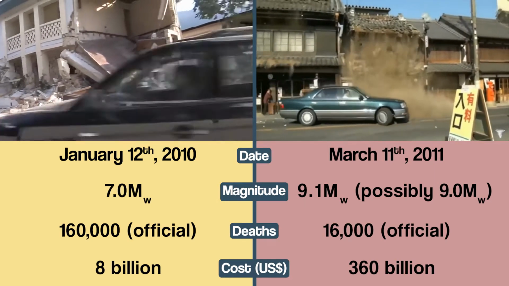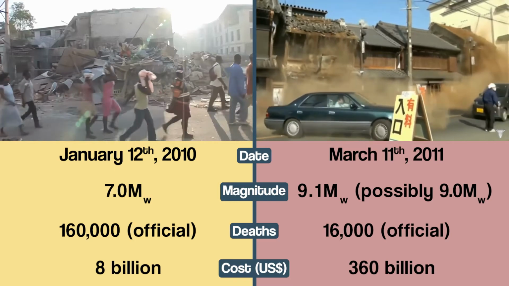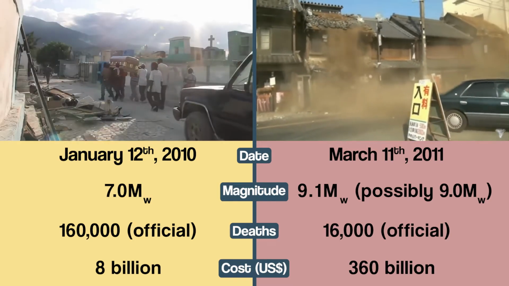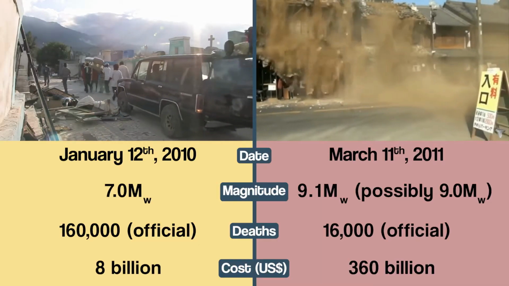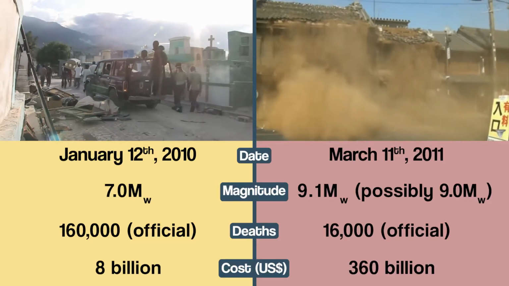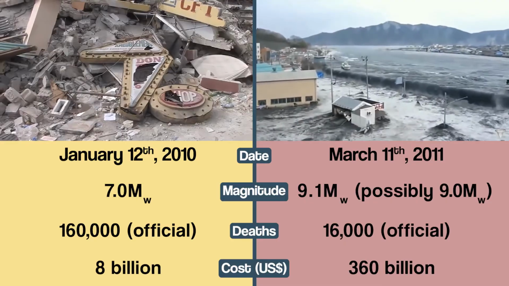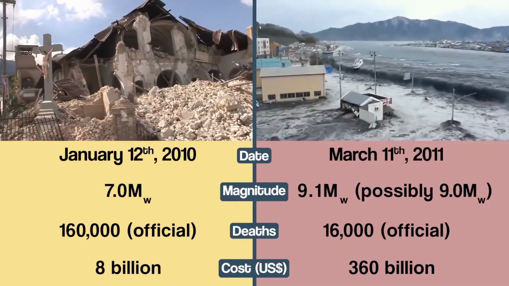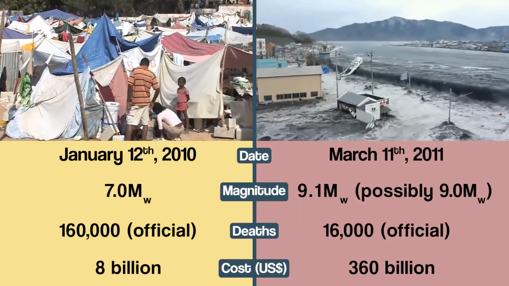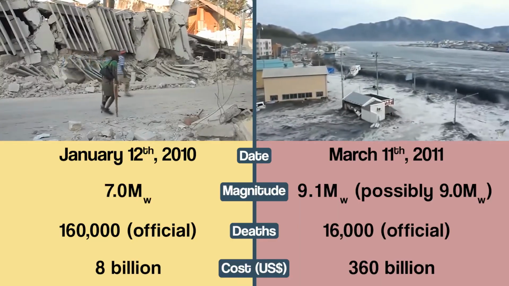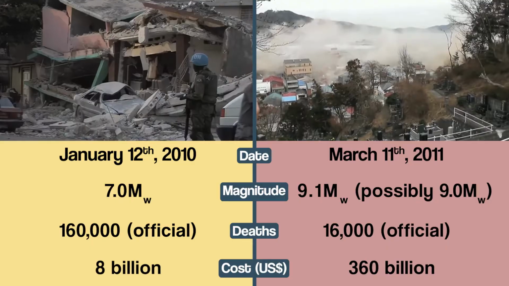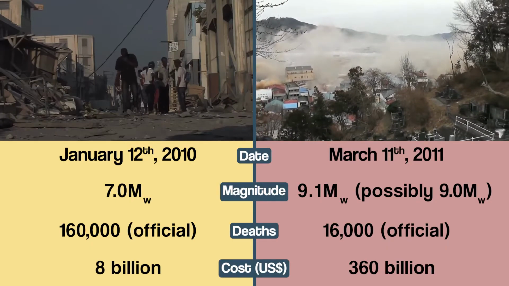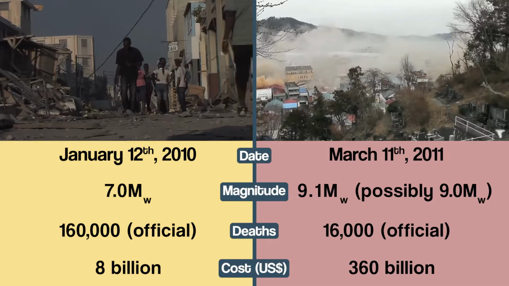At first glance, this doesn't seem to make sense. Japan's earthquake was huge compared to Haiti's and it caused a tsunami. Yet Haiti's earthquake killed 10 times more people. But then Japan's earthquake cost nearly 50 times more than Haiti's did. What's going on here? The simple answer is this. The magnitude of an earthquake isn't the only factor affecting how severe its impacts are. In fact, there are so many different factors involved that no two earthquakes are ever the same. Let's take a look at some of these factors.